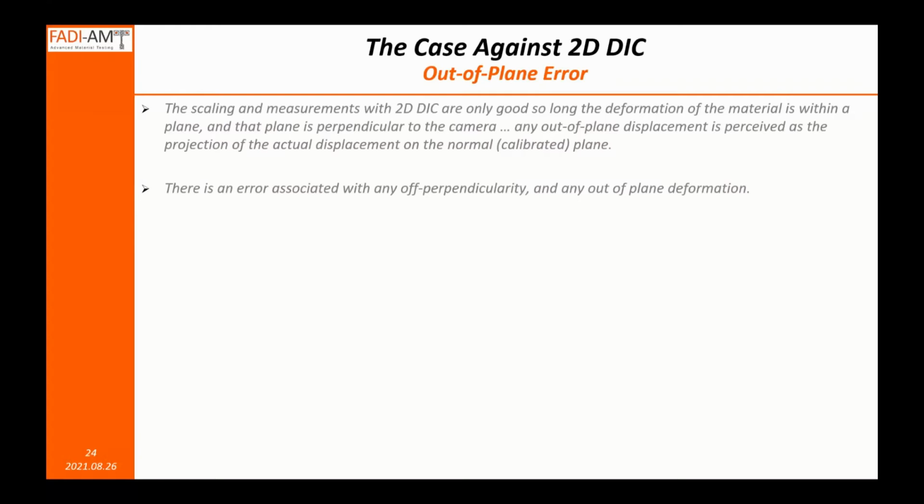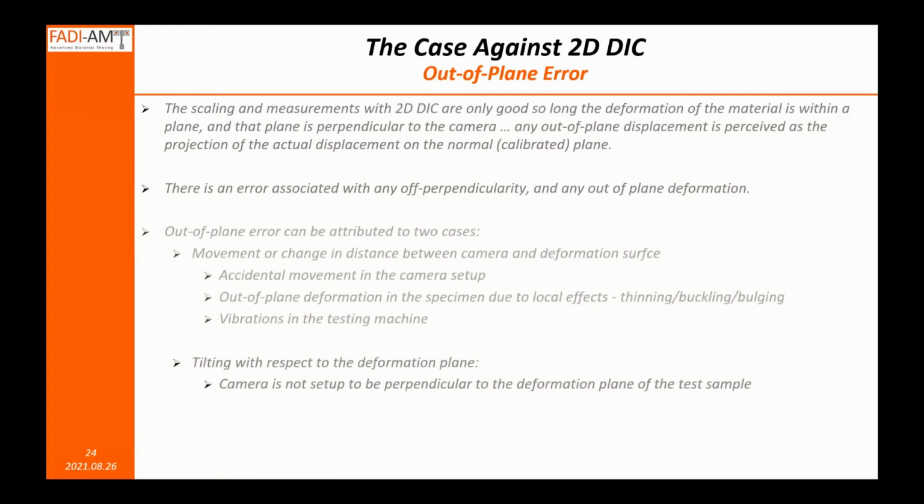And there seems to be an exaggeration of the amount of error that comes from this off-perpendicularity. And that's usually driven by two attributes or two cases. One of them is referred to as the movement or the change in distance between a camera and a deformation surface. What that means is, let's say you set up a 2D DIC system in front of a test sample, and somehow after you did the scaling, you moved the camera 2 millimeters closer to the sample or away from it. Somehow you bump the camera or something like that. So this will cause error, an error that you don't have to worry about in 3D DIC.